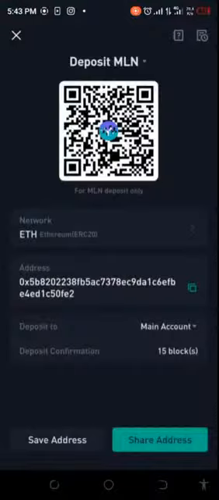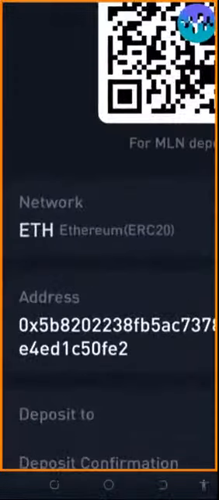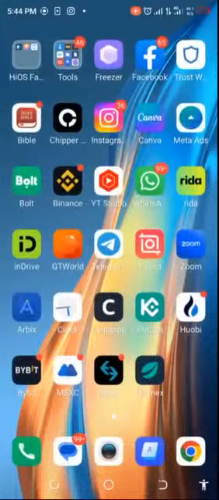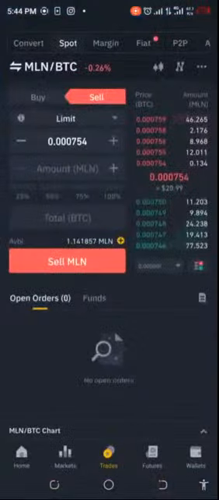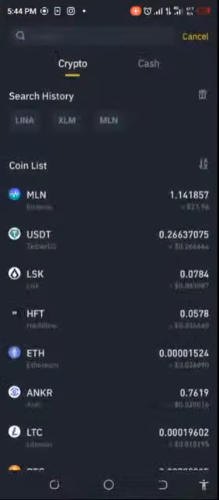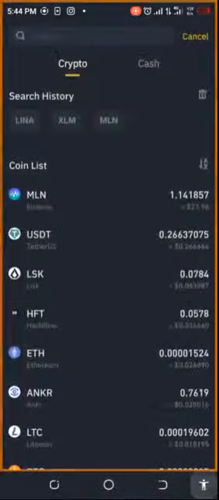Now, as you can see here, I just have to pick this. That's the copied address, it's ERC20. Make sure it's the same. It must be the same. Don't forget, it must be the same. Okay, so let's go ahead and withdraw this. So what are we withdrawing? We're withdrawing the MLN.